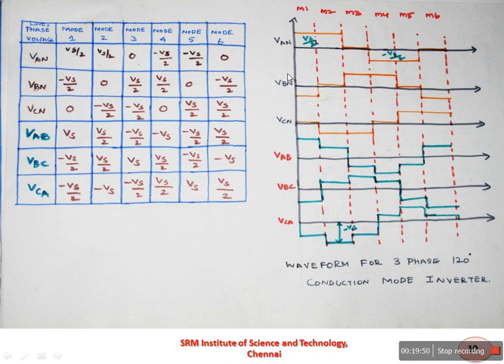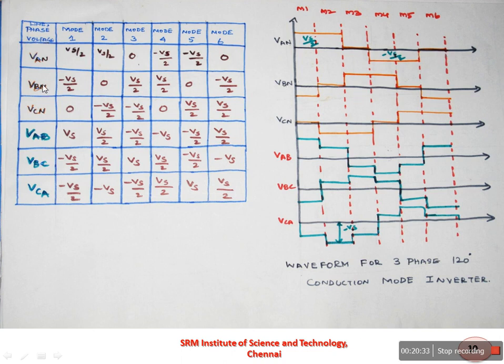So here, with respect to time, I have drawn the phase voltages VAN, VBN and VCN, as well as the line voltages VAB, VBC and VCA. It has a total of 6 modes of operation, so I have divided it into mode 1, mode 2, mode 3, mode 4, mode 5 and mode 6. Now if you see the phase voltage VAN for mode 1, the value is Vs by 2. For mode 2, Vs by 2. In mode 3, it goes to 0. Mode 4, minus Vs by 2. Mode 5, minus Vs by 2. Then mode 6, again reaches 0.